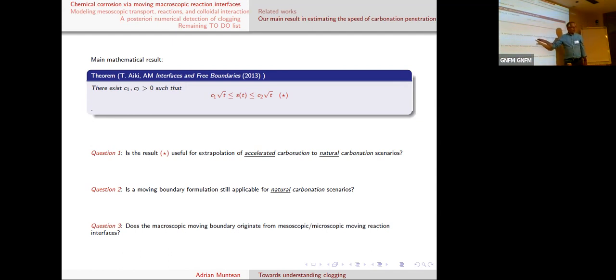If the concrete is smarter, with many more constituents able to react with CO2, then you can't do that, because it becomes a bulk reaction, and the meaning of the free boundary is not so clear.